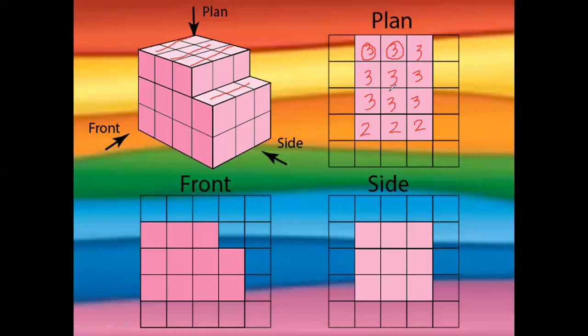Now, if we look at the side, these are the shapes that you can see from the side. 1, 2, and 3. So here is 1, 2, and 3. All right, Kim.